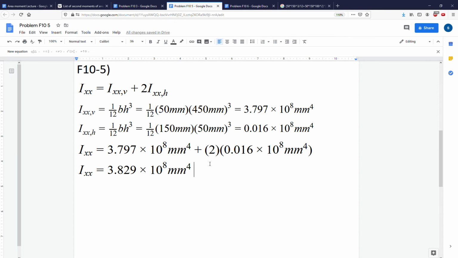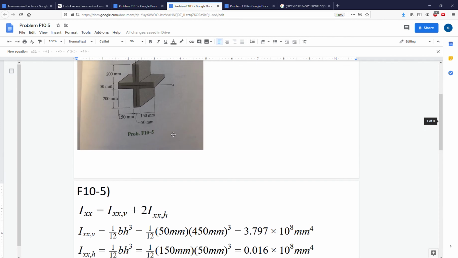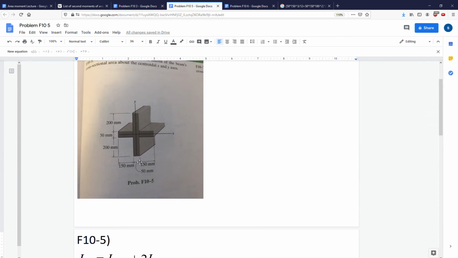Now, one thing I would like you to notice is that even though the horizontal component and the vertical component are in area roughly equal, not exactly, but roughly, this vertical beam contributes far more to the moment of inertia than the horizontal section.